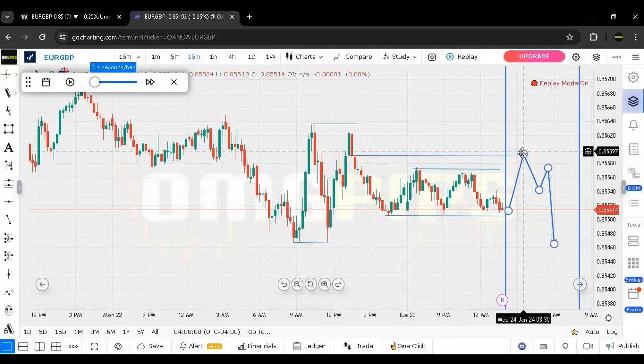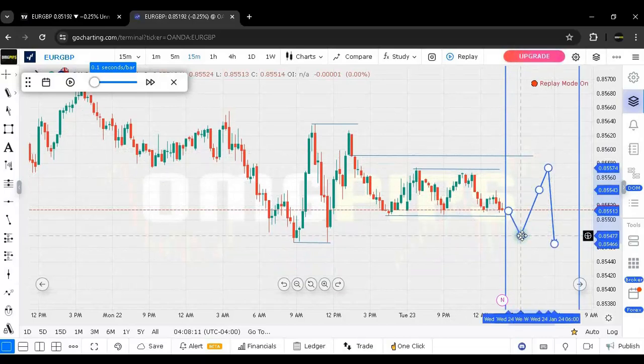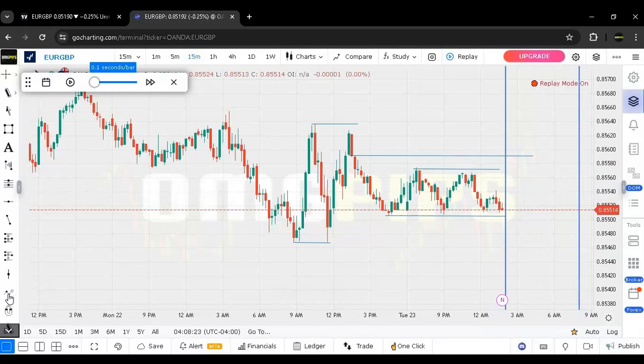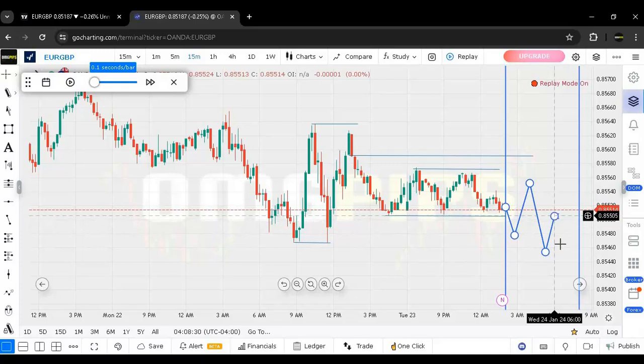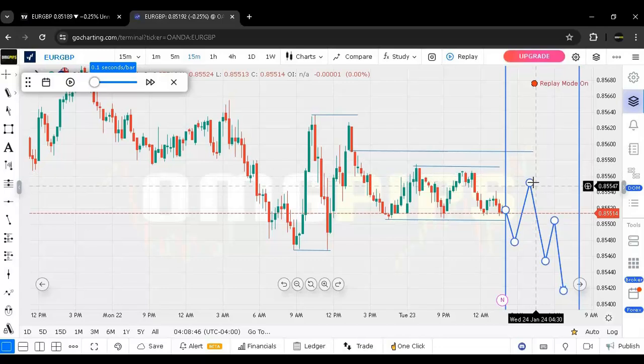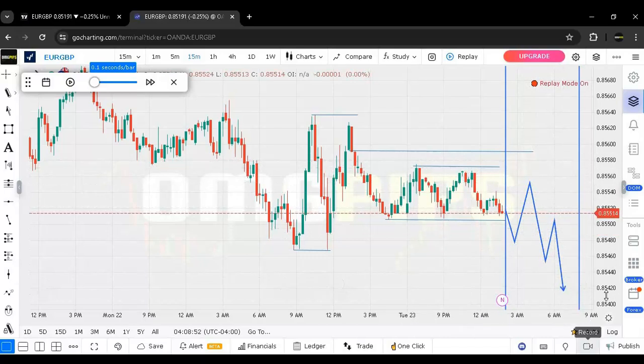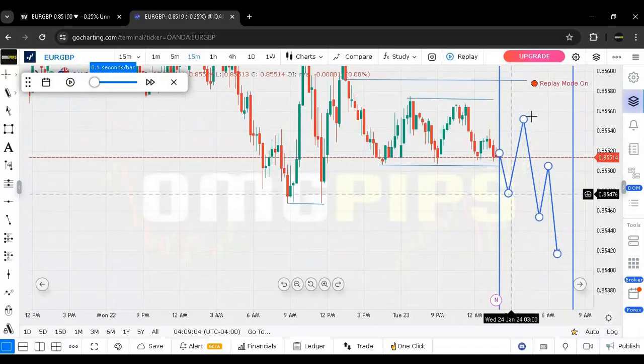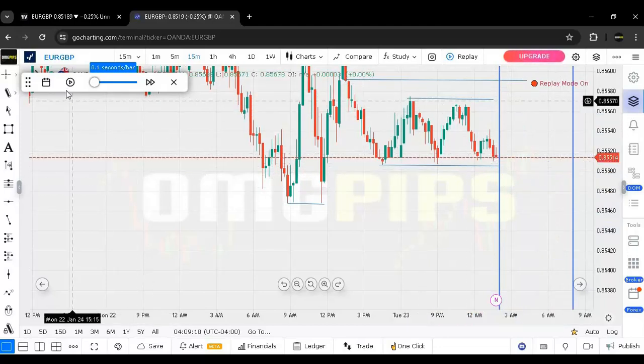But if it continues going to the downside, then I expect to see something like this. If it goes to the downside, I expect to see something like this. Right? So if it does something like this, it means that the manipulation leg will start during London, and the distribution will start somewhere London close or New York Open, then continue to the downside, right? This will be the manipulation and this will be the distribution. So let's see how price progresses.